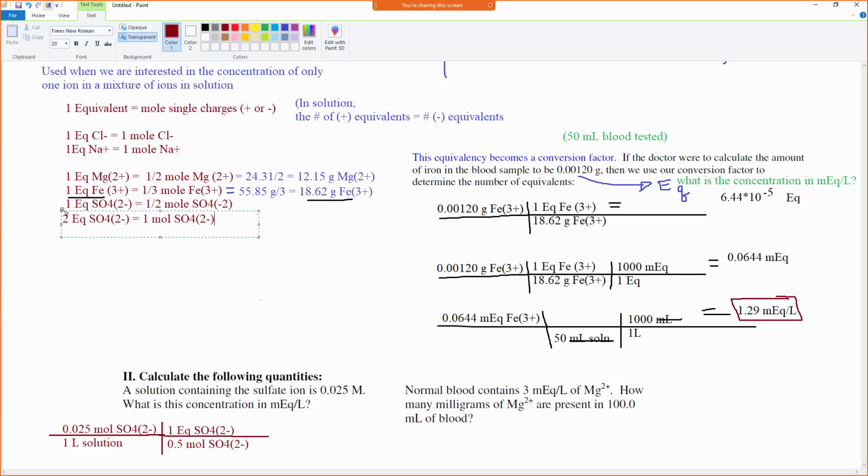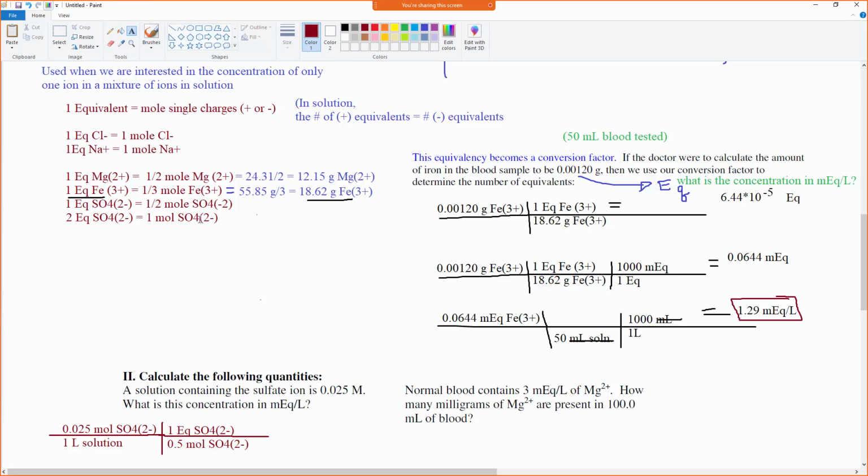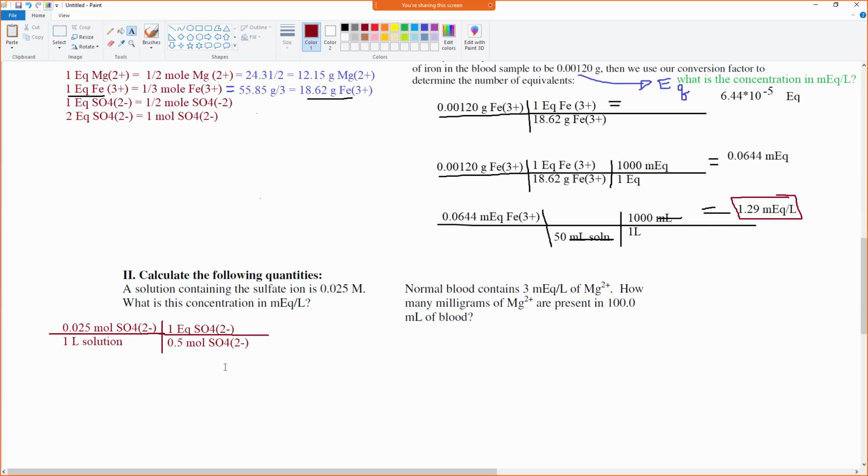Do you guys like that better? Sometimes students just don't like fractions. Yeah, so because it's got a 2 minus charge, sulfate with a 2 minus charge is like 2 equivalents of something with a 1 minus charge. We can totally do that. Some of you guys might be like, no, don't change it now. It was hard enough to begin with.